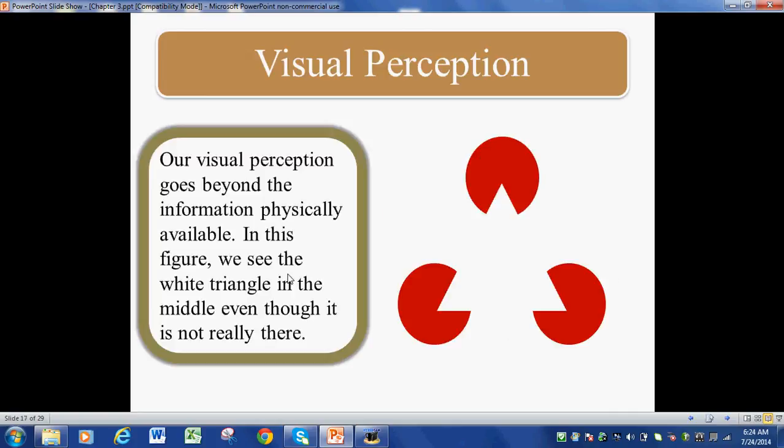So visual perception. What do you see when you see that? Do you see 3 red Pac-Mans, or do you see a white triangle sitting on top of 3 circles? I mean, I don't know, right? It's just how you perceive it. Our visual perception goes beyond the information physically available. In this figure, we see the white triangle in the middle, even though it's not really there.